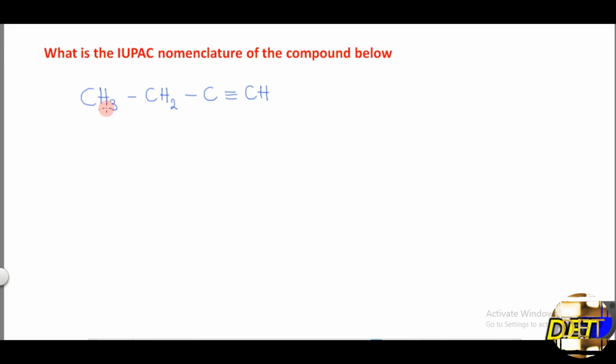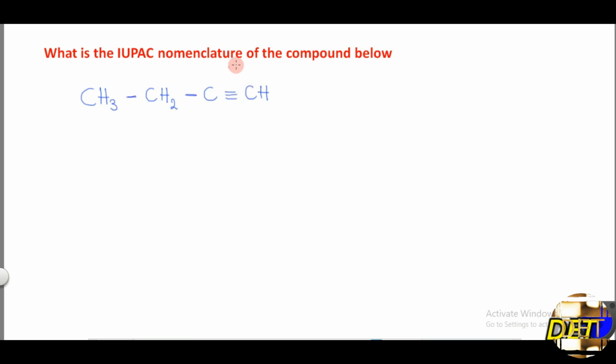What is the longest continuous carbon chain here? It is this chain. The second thing to do is to number the carbon atoms in the main chain, starting from the side nearest the functional group. The functional group that is of priority here is the triple bond. The single bond is a functional group, and the triple bond is also a functional group.